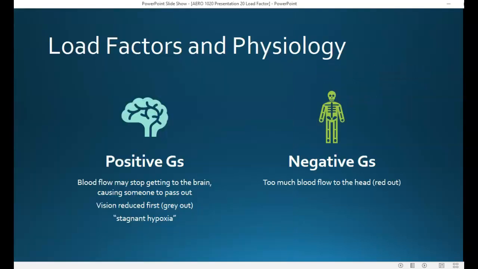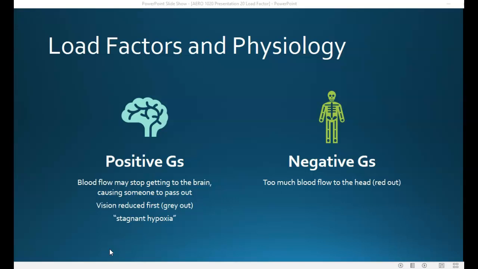Now, load factor not only has an effect on the structure of the aircraft, it can also have an effect on the pilot. Excessive positive G's can cause a problem with blood flow to the brain, which could cause the pilot to pass out. It can also cause problems with vision, called gray out, and stagnant hypoxia can result from excessive positive G's. Excessive negative G's can cause too much blood flow to the brain, which can cause what's called red out.